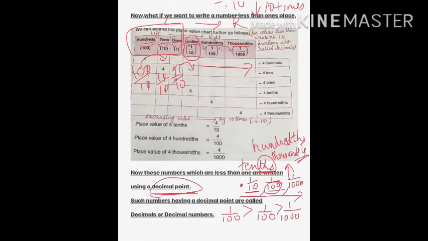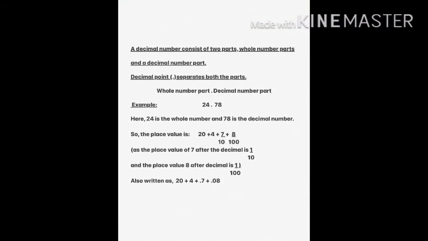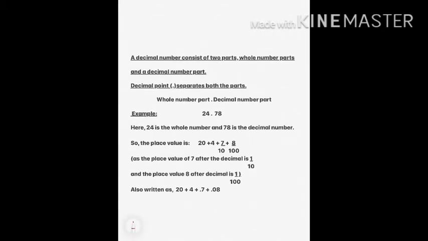So now let's move on. Such numbers including the decimal point are called decimal numbers. Here I have given you an example, making it again very clear to you. I hope after that explanation it's clear to you what a decimal number is and what the place value is. So this is the definition here. A decimal number consists of two parts, that is the whole number part and the decimal part. The whole number will be before the decimal point, and the decimal part will be after the decimal point.